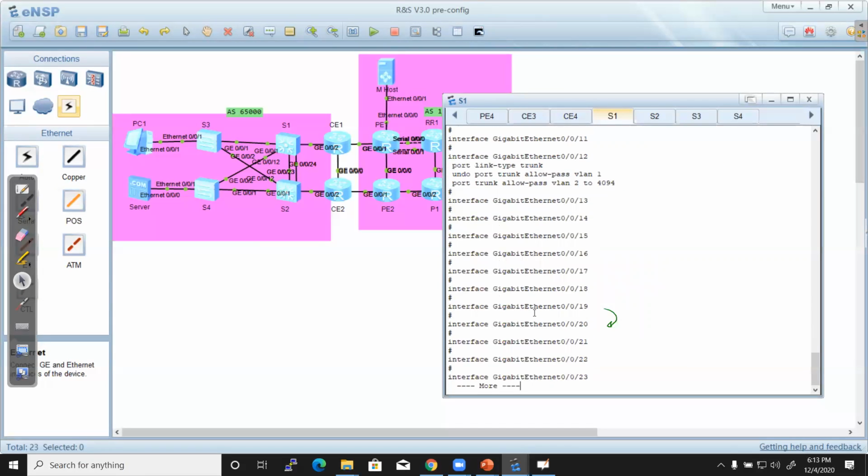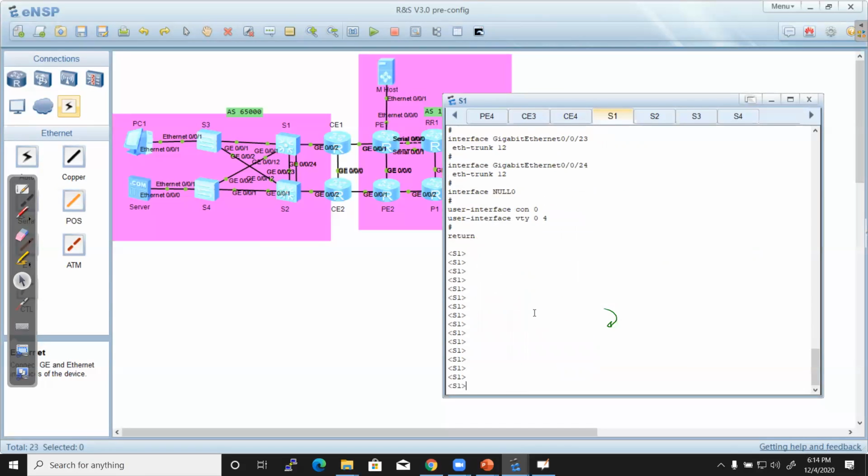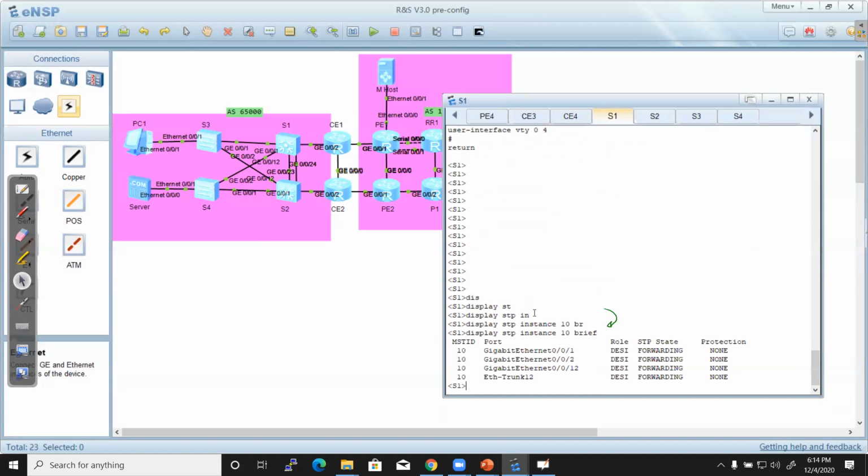And you guys can see, I can show you the results, display STP instance 10 brief. So you can see it's showing me the output by giving the same commands. And these commands were not able to run in our previous lab. So there is some kind of issue with those switches, but these are some different switches. So we don't have them.